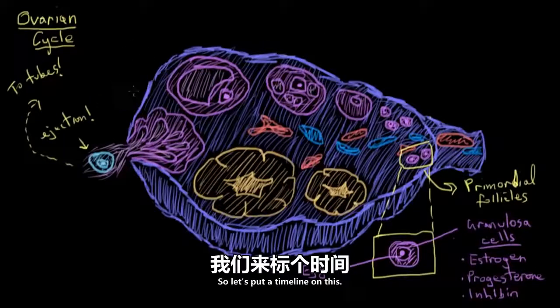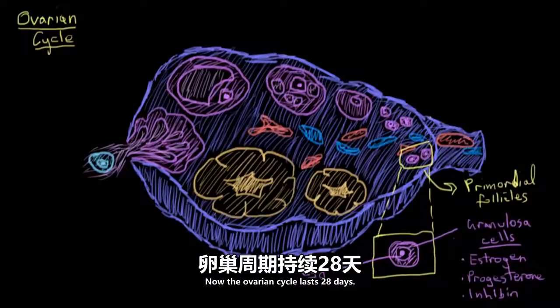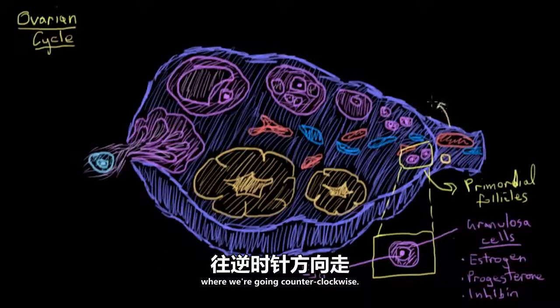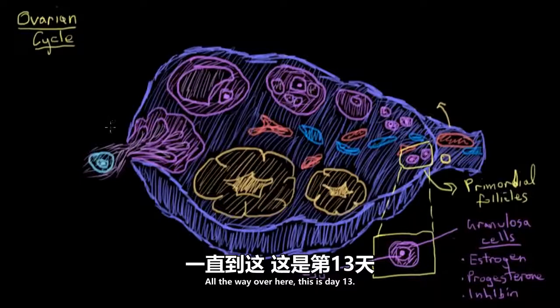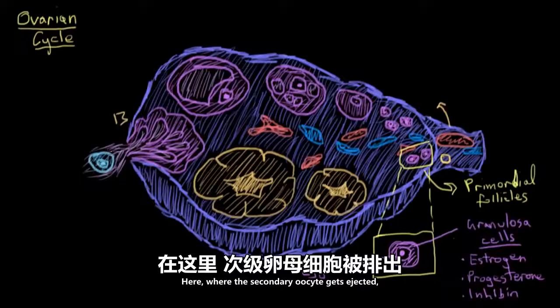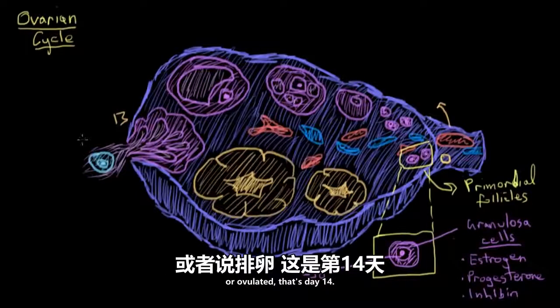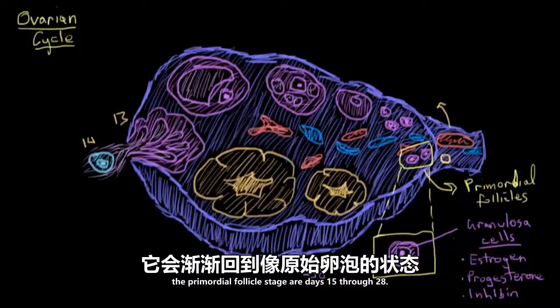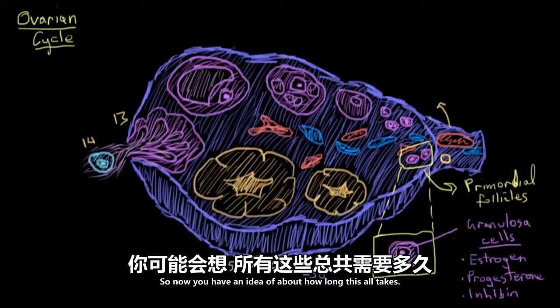So let's put a timeline on this. Now the ovarian cycle lasts 28 days. This is day 0 here at the primordial follicle, where we're going counterclockwise. All the way over here, this is day 13. Here, where the secondary oocyte gets ejected, or ovulated, that's day 14. And then the rest of the time spent getting back to the primordial follicle stage are days 15 through 28. So now you have an idea of about how long this all takes.